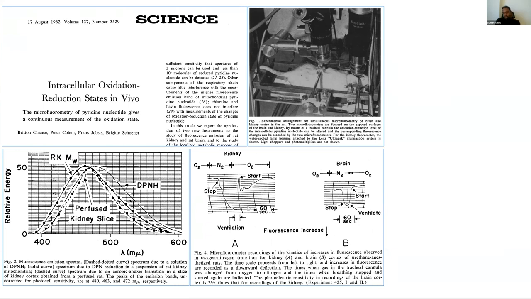So that gives an idea that these measurements based on optical properties of these molecules can probably be used for looking at metabolic changes. This is both in kidney and brain. You can see there's a ventilation period, and then the start signal, the intensity goes up.